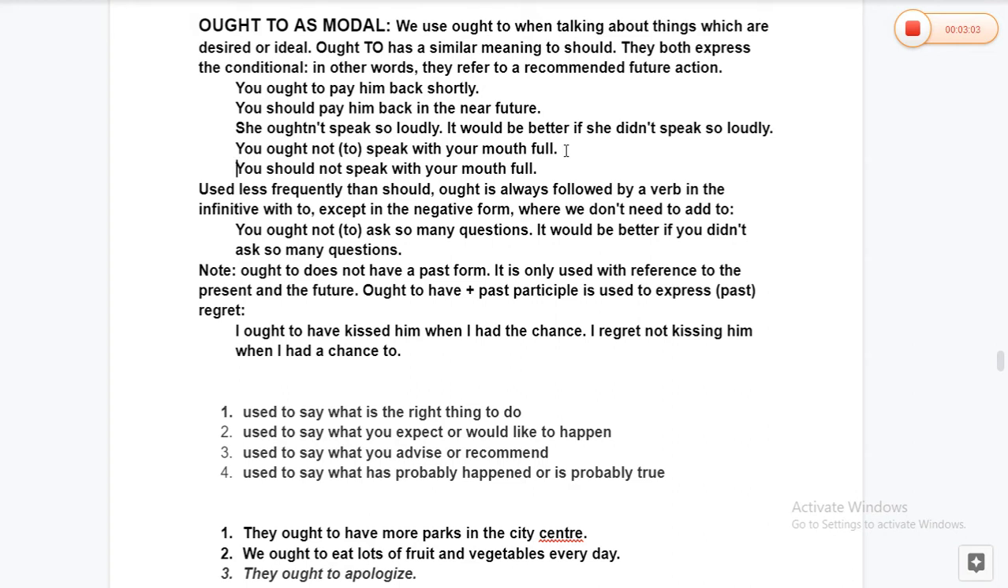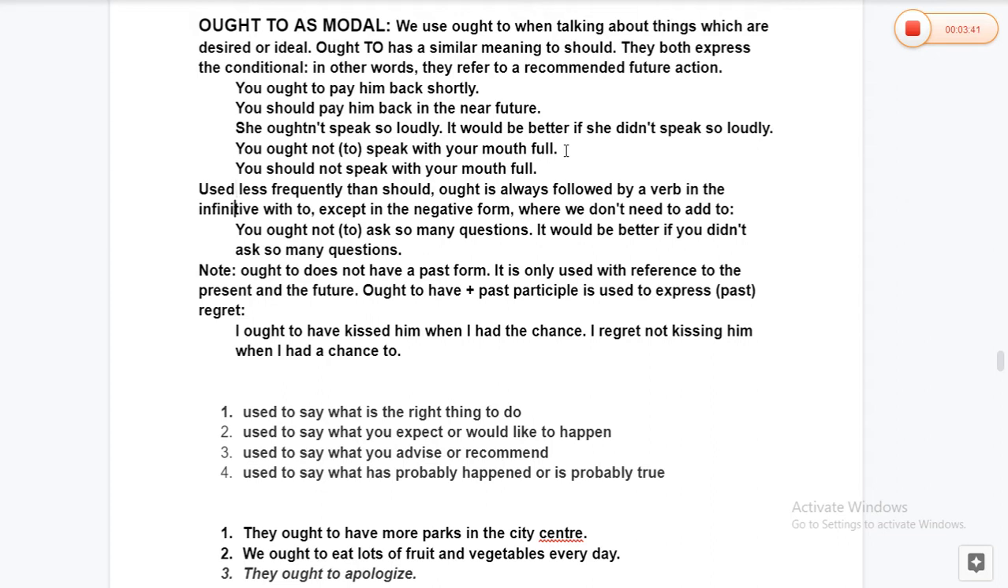Ought to does not have a past form. There is no past form of ought. It is only used with reference to the present and the future. Ought to have plus past participle is used to express past regret. Fine. So whenever you are using ought to have plus verb third form, then you are expressing regret over not doing something. Means you should have done something, but you skipped doing that and you are regretting it in the present.